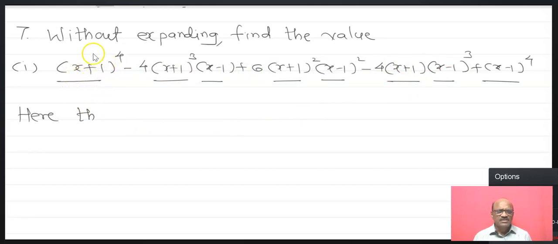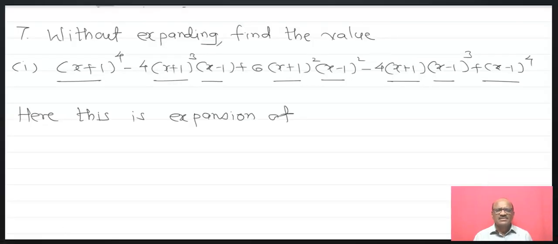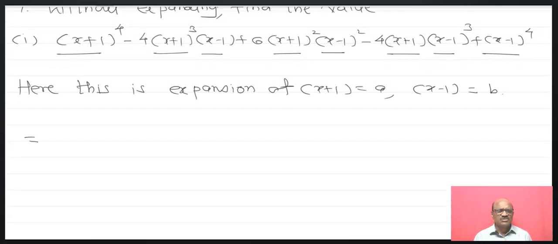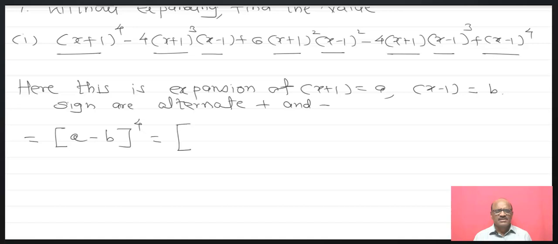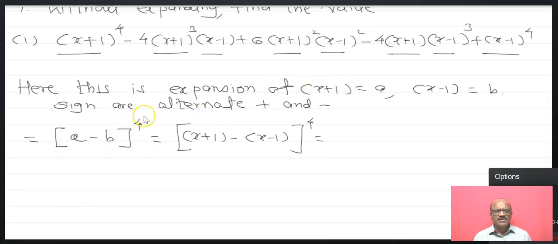Therefore here we will consider x plus 1 as a and x minus 1 as b, and write in the bracket, you will get the answer. This is the expansion, where x plus 1 is equal to a and x minus 1 is equal to b. The sign is alternate, so a minus b bracket raised to 4. Therefore, we have written here a minus b bracket raised to 4.